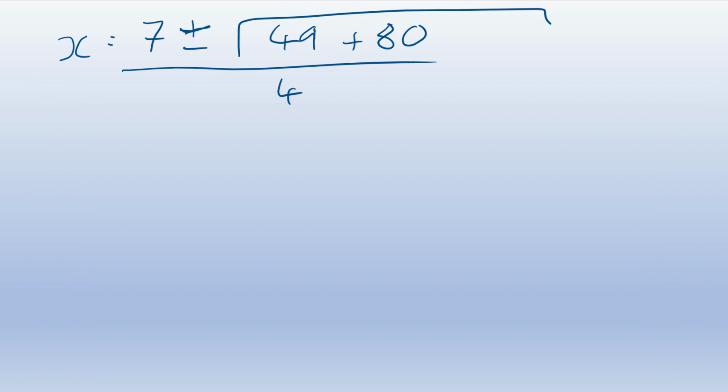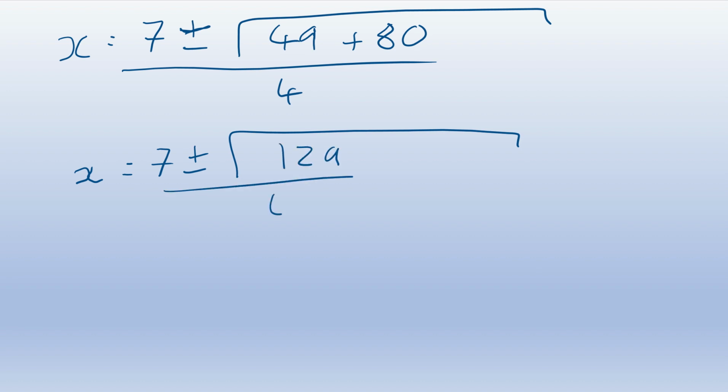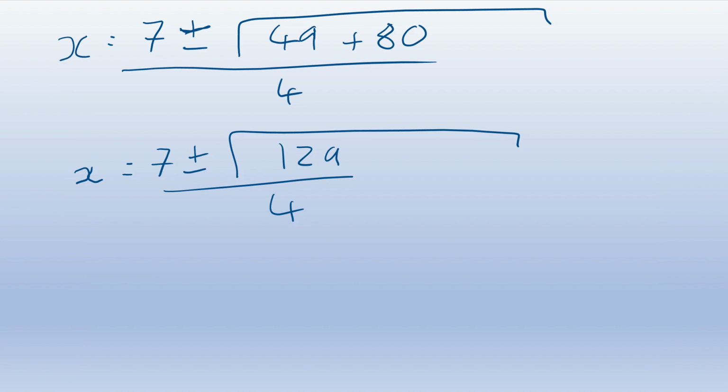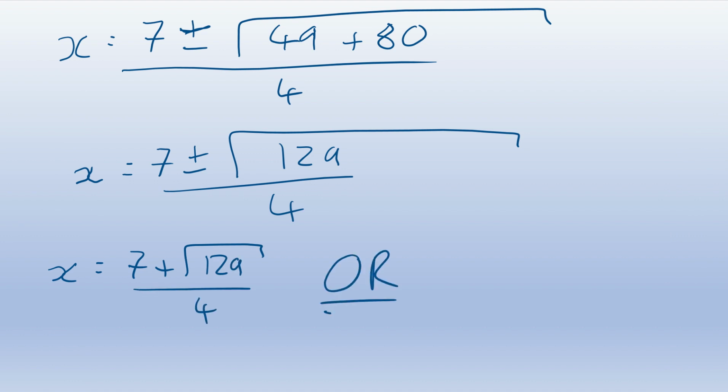first, and then I would start putting things into my calculator. So I'm going to end up with x is equal to 7 plus or minus 49 plus 80, which is 129, all over 4. And here, if we look back to our question, it asked us to do decimal places, so we need to go to our calculator. So we're going to have either x is equal to 7 plus root 129 all over 4, or we're going to have x is equal to 7 minus root 129 all over 4.